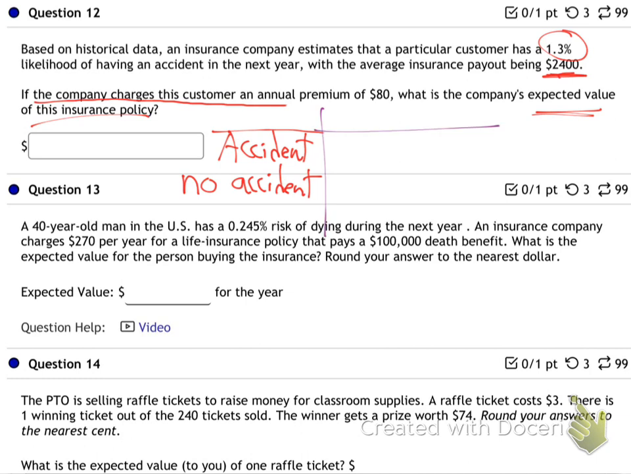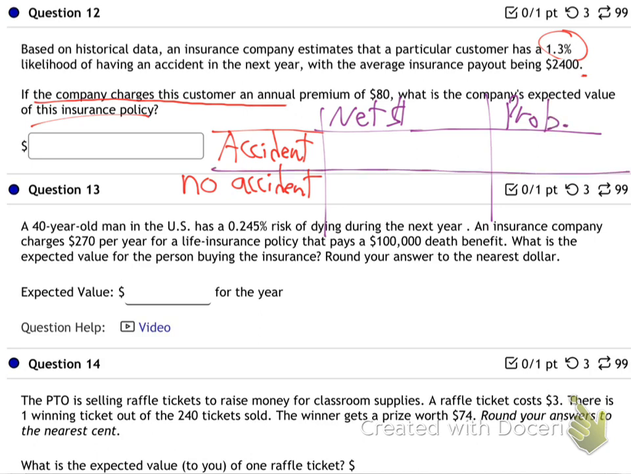And then for each of those cases, what are you going to do? Expected value always is the net dollars to the company's bank account, followed by the probability of that happening. It's always net dollars and then probability. So if somebody has an accident, what's going to happen to the company's bank account that year? Get the net effect. They're taking in the $80 premium, they're paying out for the repair, right? Versus no accident. Crank out the probabilities, see if you can get it.